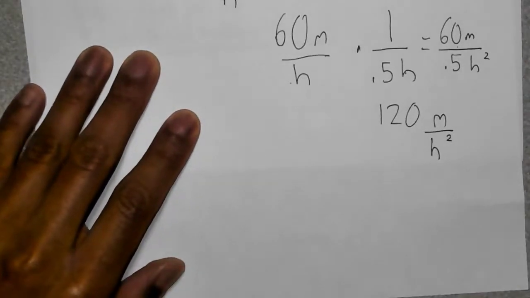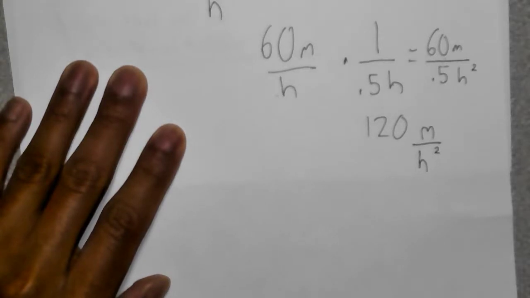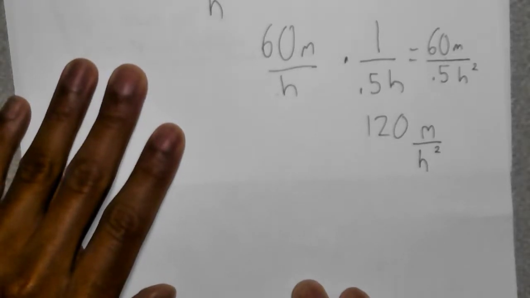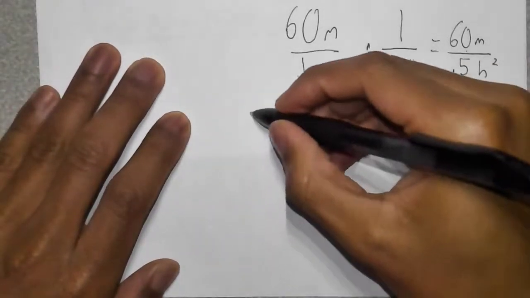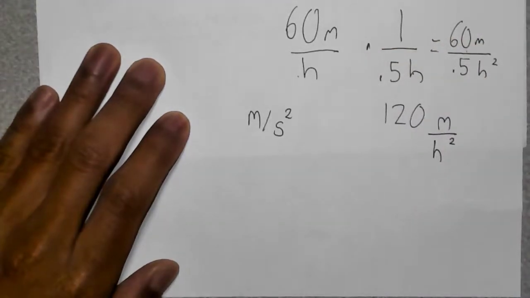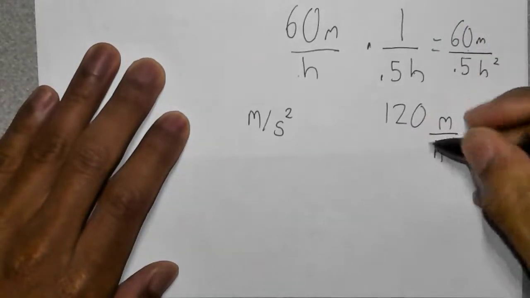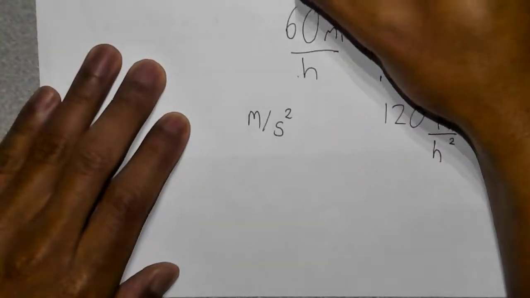Now in most of these problems, you're going to see meters per second, or SI units. So if there's an acceleration problem with SI units, it's going to be in meters per second squared, for the same reason that we wrote miles per hour squared in this problem.